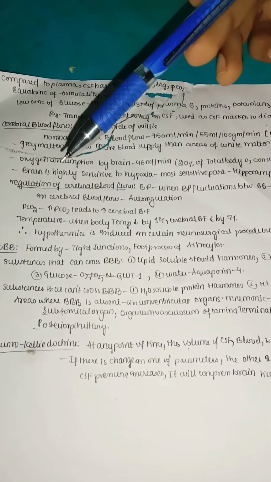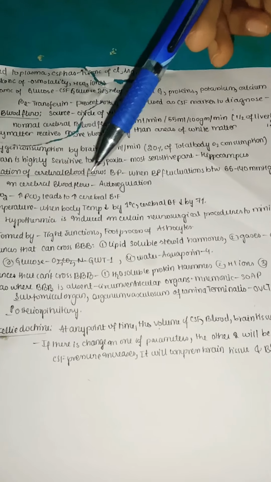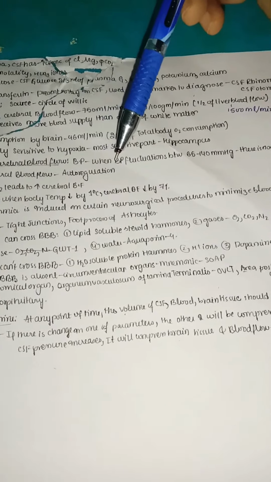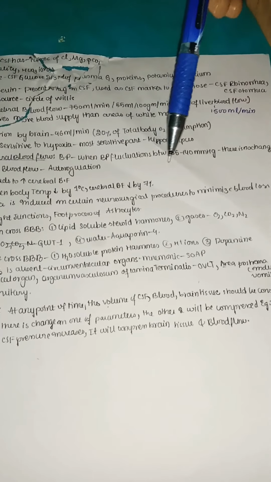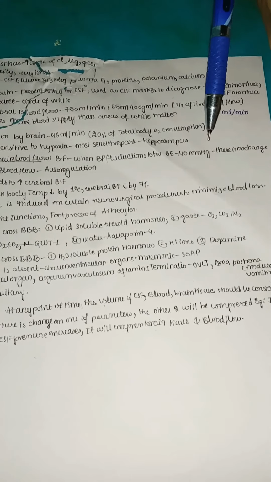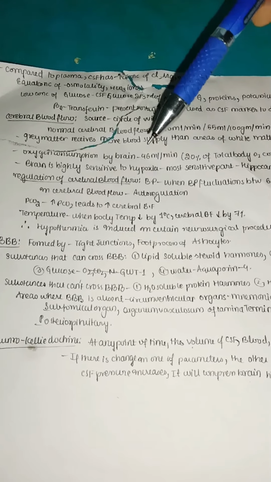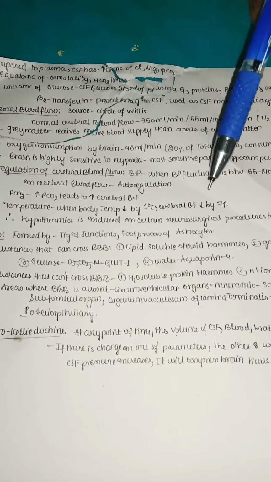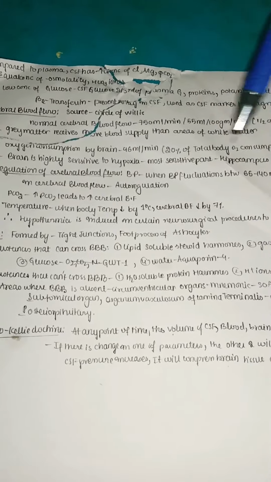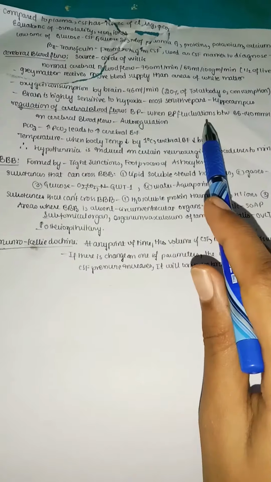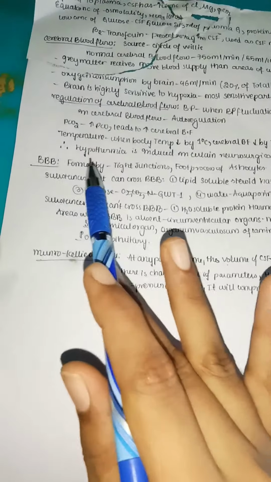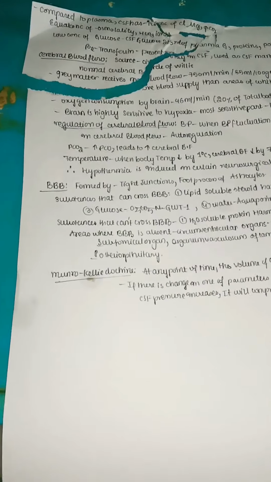And regulation of cerebral blood flow. Whenever the blood pressure fluctuates between 65 to 140 millimeters of mercury, there is no change in cerebral blood flow because of autoregulation. That is, the brain itself has its autoregulation process. It will check the blood pressure whenever the blood pressure is dropping. And the partial pressure of carbon dioxide is also high.